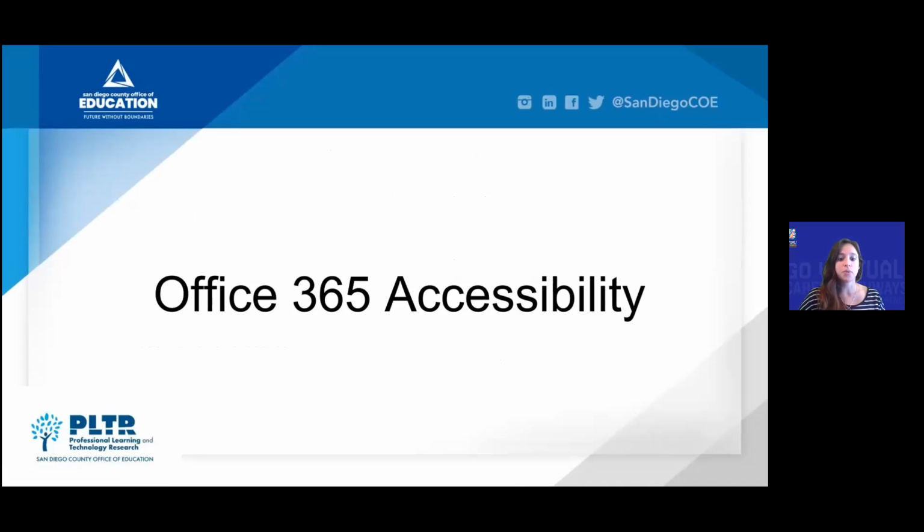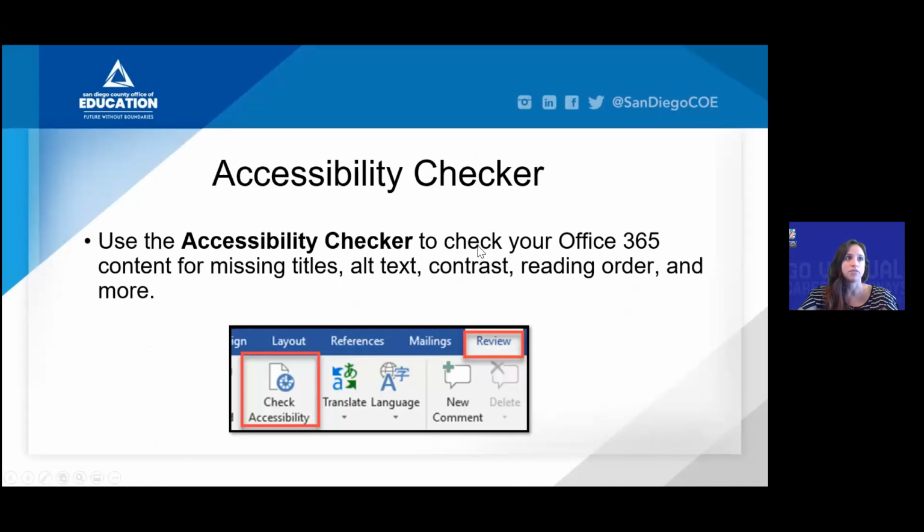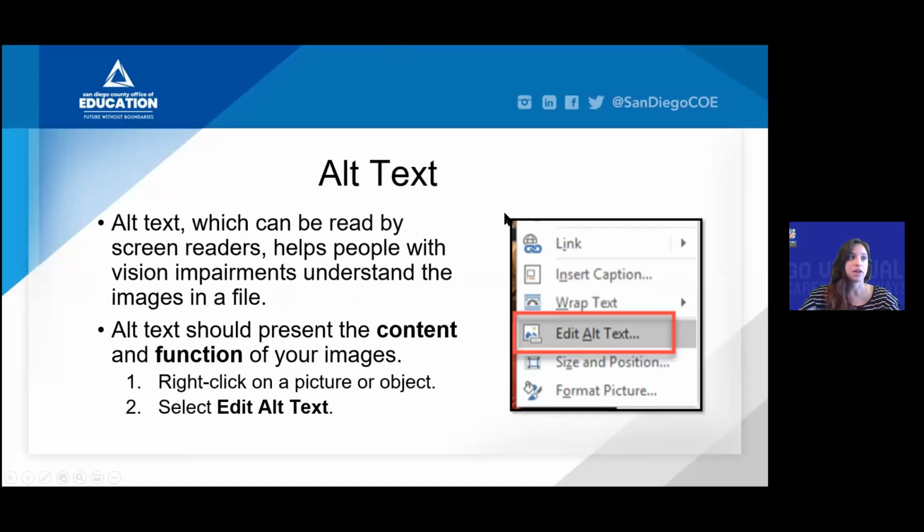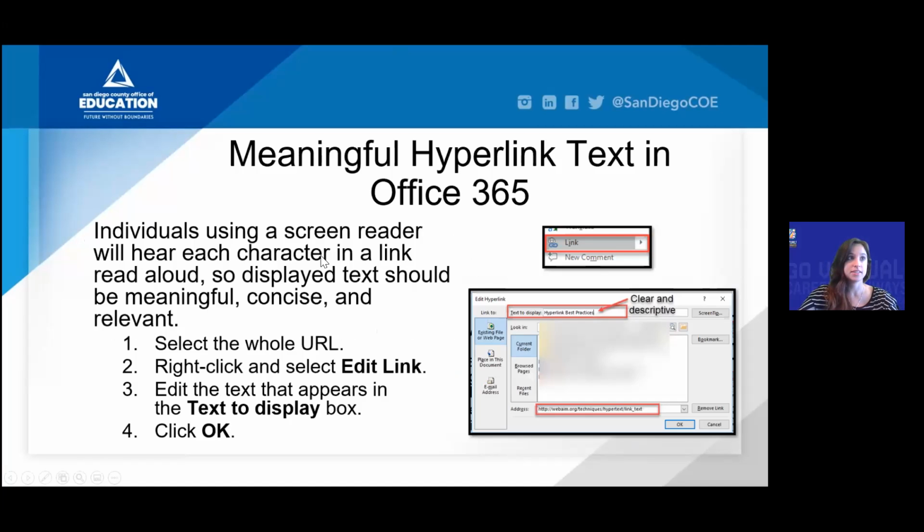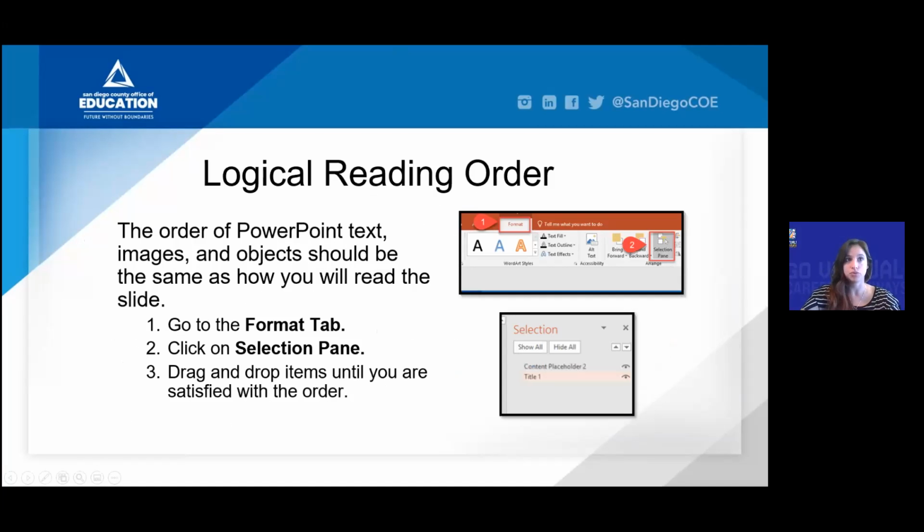But now what I want to do is break into how you can use specific programs for accessibility. So we're going to look at Office 365 right now, and I want to preview for you the accessibility checker. In Office 365, there's an accessibility checker that will go through a lot of those things that I mentioned before and help you actually make your documents accessible. And we'll also look at how to create alt text in Office 365, how to create hyperlink text, and how to look at logical reading order.